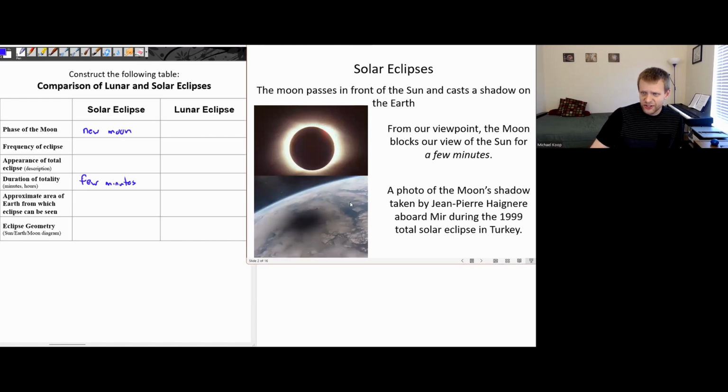This is actually a photo of the moon's shadow moving across the Earth. This is over Turkey, taken from the Mir space station in 1999. You can actually see the shadow that the moon is casting on the Earth. From our viewpoint, the sun would look like this, where the moon is blocking our view of the sun, and you just see the outer atmosphere of the sun, the corona, that's usually invisible. Never try to look directly at the sun without proper safety equipment.